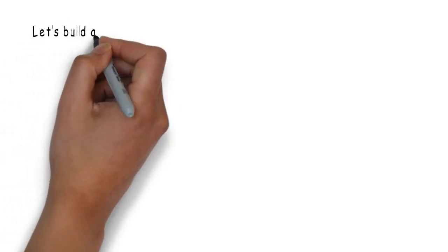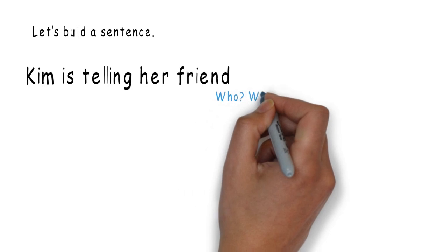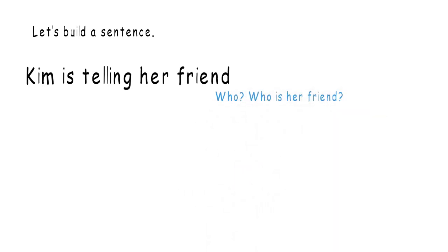Let's build a sentence. Kim is telling her friend. Who is her friend? Kim is telling her friend Aaron. Okay.